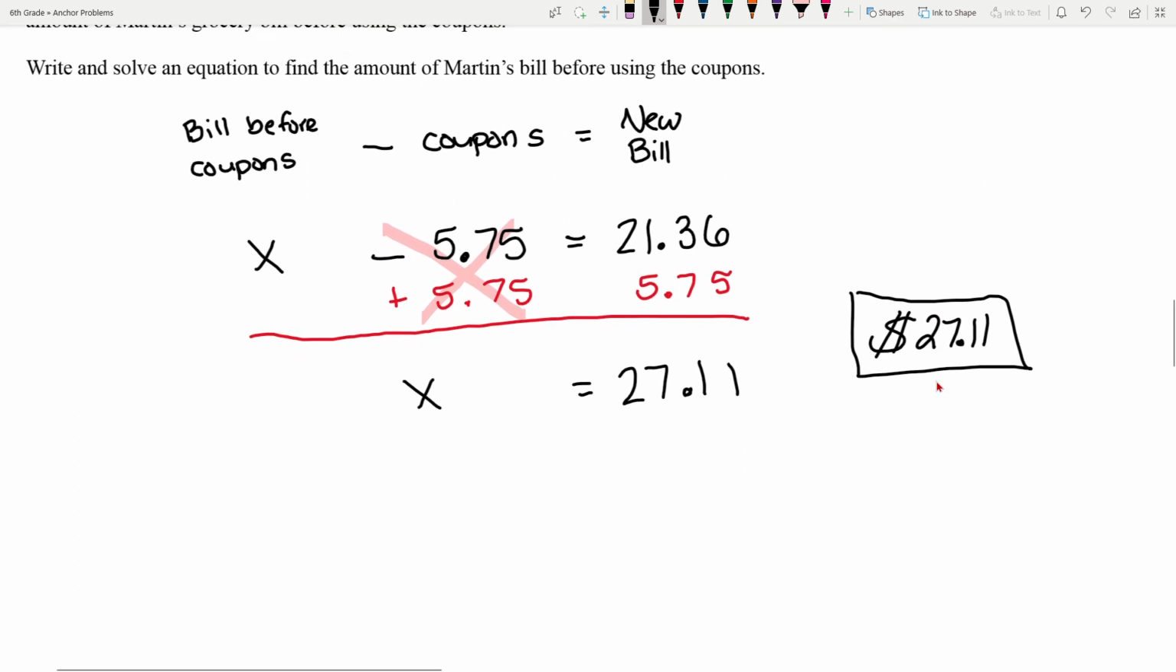Now that's the last example. But let's review what we've been doing so far to solve addition and subtraction equations. If I have something like x plus 8 equals negative 12, let's throw some negatives in here for some fun. That means something plus 8 has to equal negative 12.